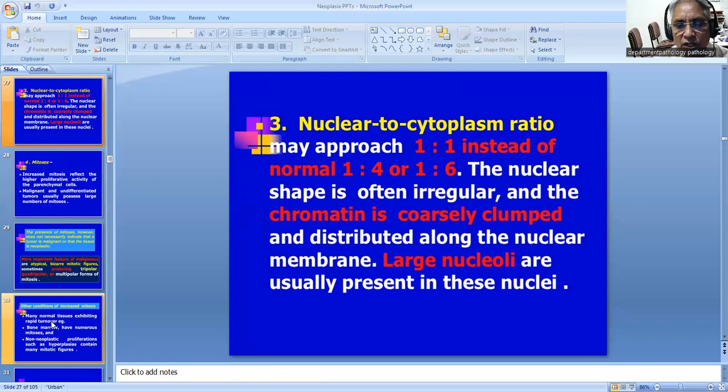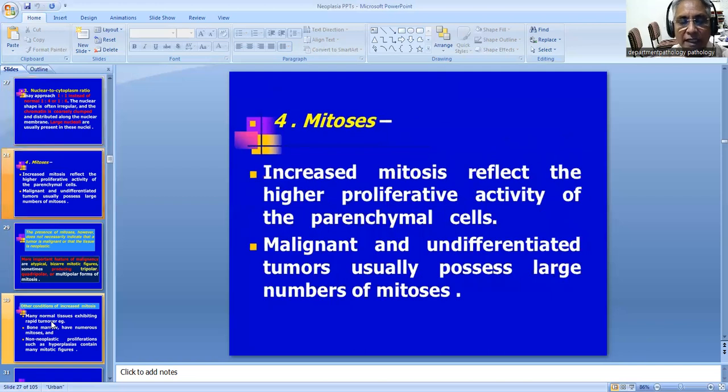And second, the nuclear shape is often irregular, and chromatin is coarsely clumped and disrupted along the nuclear membrane. And many a time, large nucleoli are also present in these nuclei. So in the differentiation of the tumor, I told you that the most important feature is pleomorphism, in the size and shape of the cell and then the nucleus. The nucleus is large in size, the nuclear cytoplasmic ratio is reversed, and many a time there is an increase in the nuclear size, and the nuclear membrane is irregular.